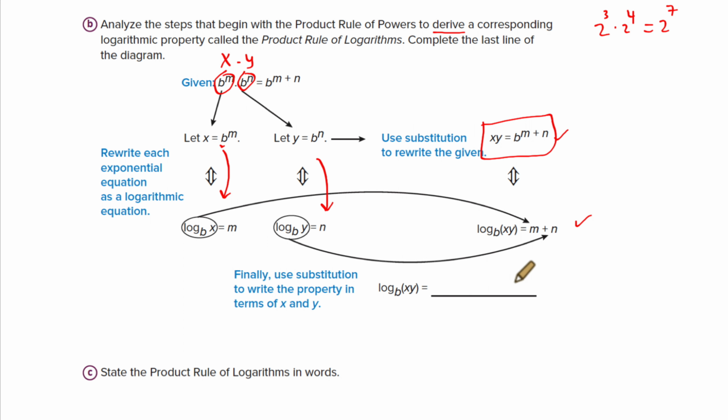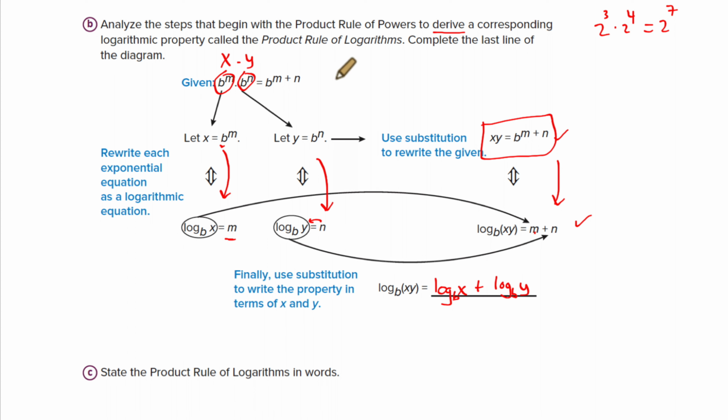The last step is I'm going to take out that m and put in what m is equal to. Remember what we said m is equal to? We wrote it in logarithmic form. It's equal to log base b of x. So I'll write that down: log base b of x. And then I'm going to take out the n and put in what n is equal to. This is substitution. n is equal to log base b of y. And it was m plus n. Remember, this came from this equation. We wrote it in logarithmic form. It was m plus n.